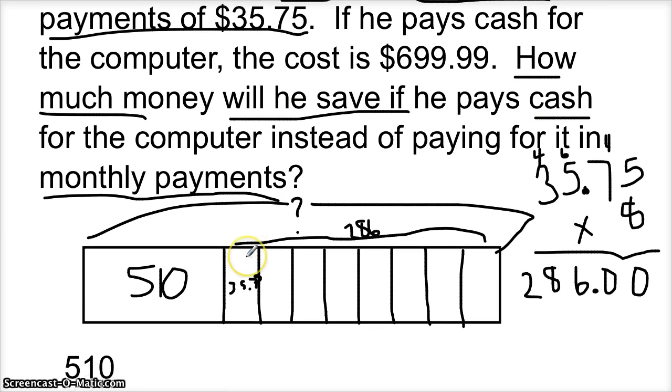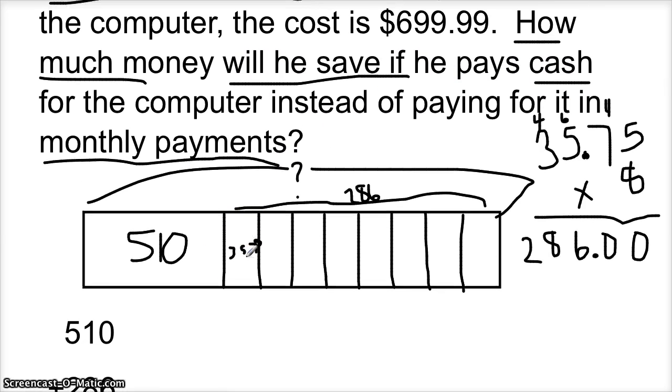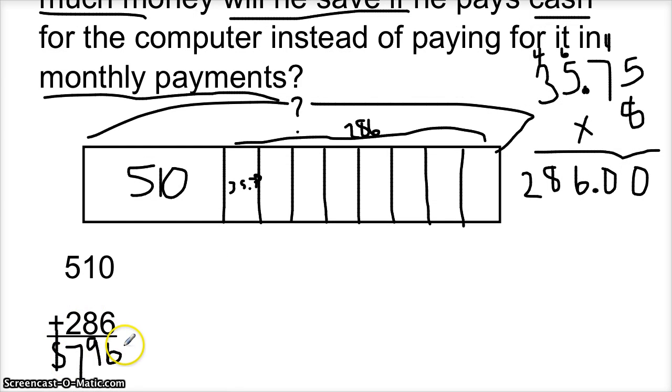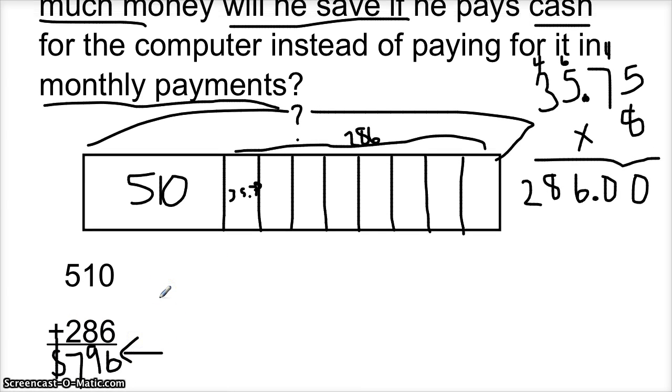Okay, but remember, my actual problem is how much money will he save if he pays cash instead of paying for it in monthly payments? So you need to ask yourself, what am I doing with this number, the monthly payment number versus the cash number? How much will he save? I am looking for the difference between the two. And difference between monthly payments and cash means subtract.